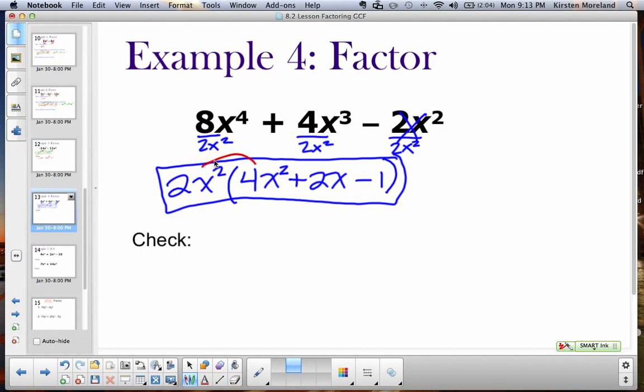So check by distributing. 2x squared times 4x squared leaves me with 8x to the fourth. 2x squared times 2x leaves me with 4x to the third. And 2x squared times negative 1 is negative 2x squared. That matches my original answer, so I've done that one correctly.